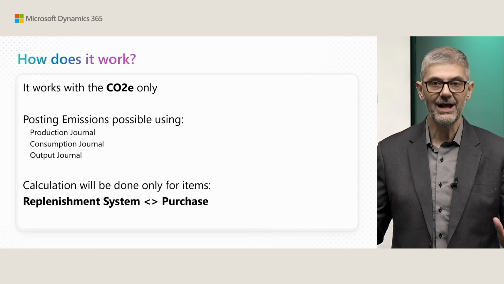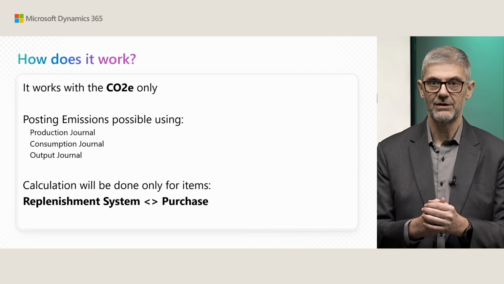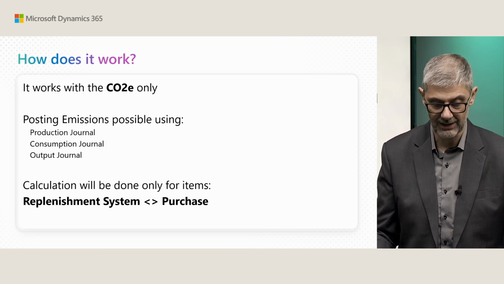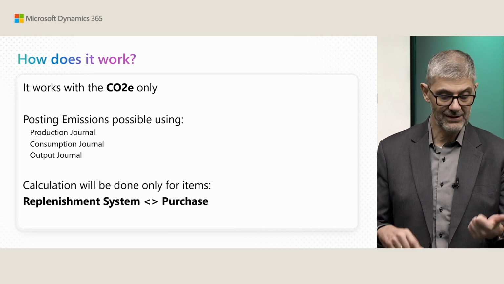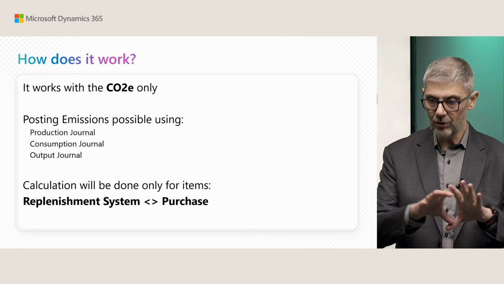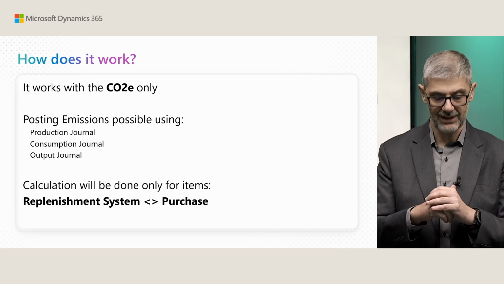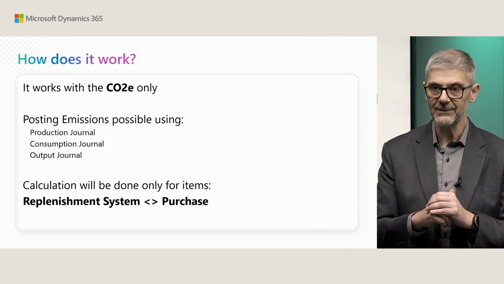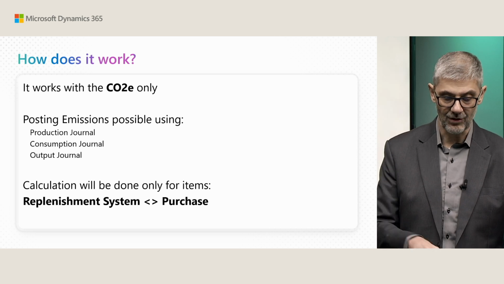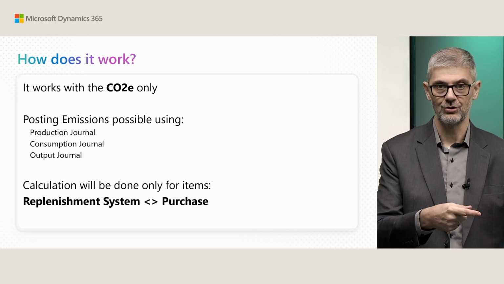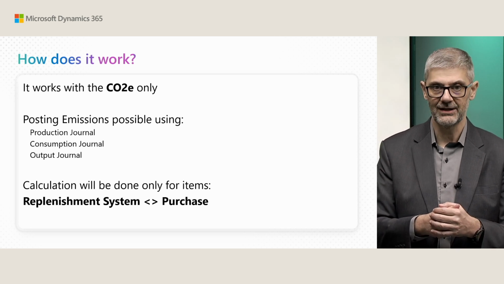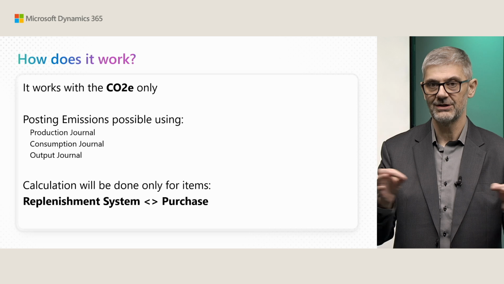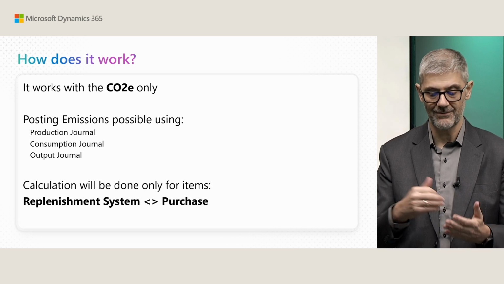And then that's it. You can just proceed with your production orders, and when we come to production orders, you can post emissions using the production journal, consumption journal, and output journal. So all journals related to production can be used for posting. What does it mean? In consumption, you will post your consumption, your items. In output, you will get the final emission related to your finished good. In the production journal, you will get a combination of both of them, consumption and output.